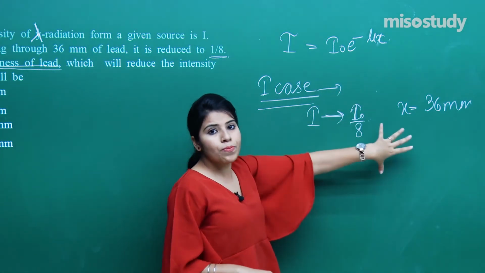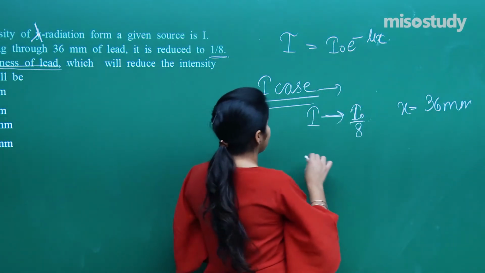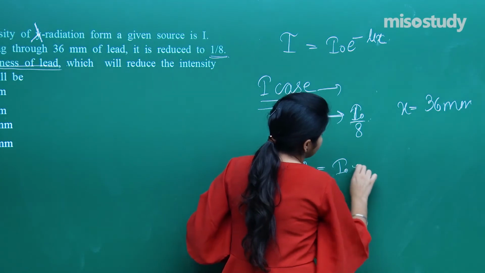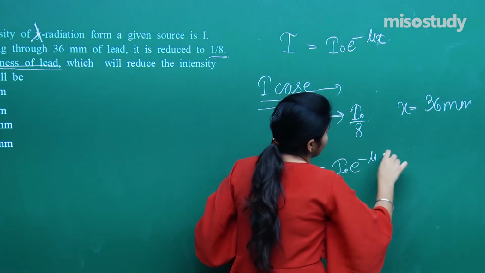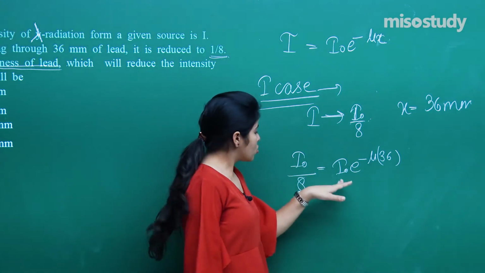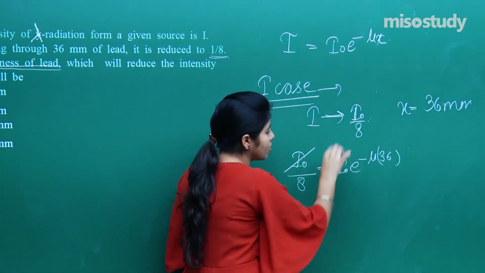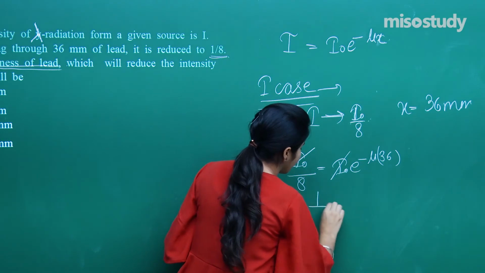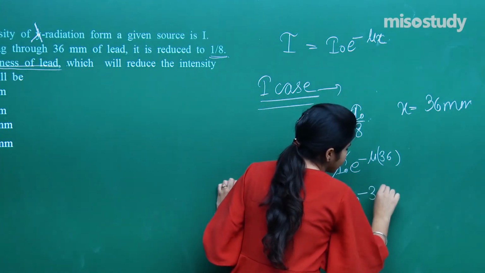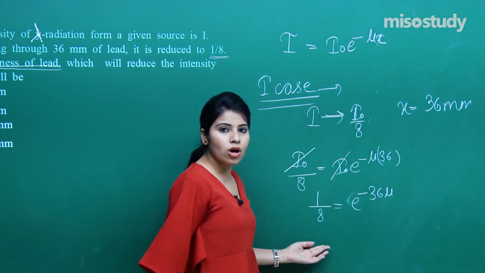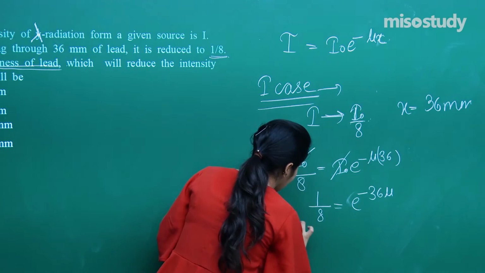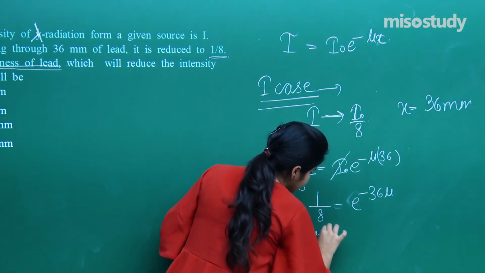So if I put these values into the formula, my equation will be I naught by 8 equals I naught e raised to the power minus mu of 36, isn't it? Now from here you can see I naught has been cancelled. You have 1/8 equals e raised to the power minus 36 mu. How can you solve it now? You can take log on both sides.